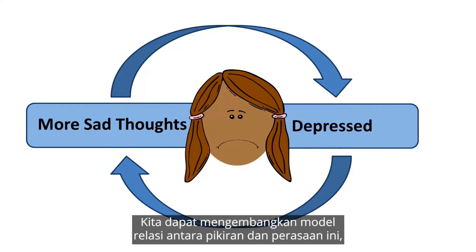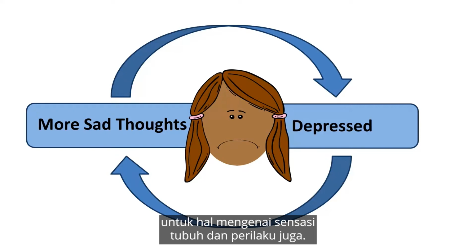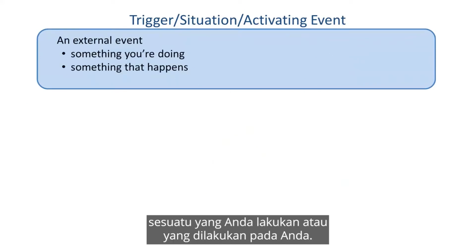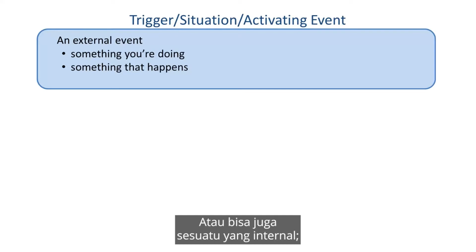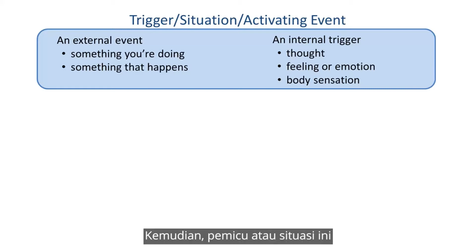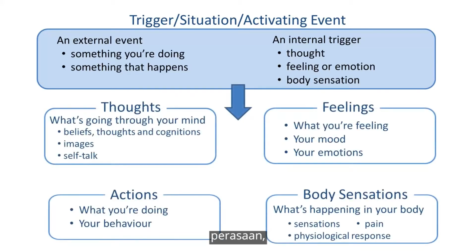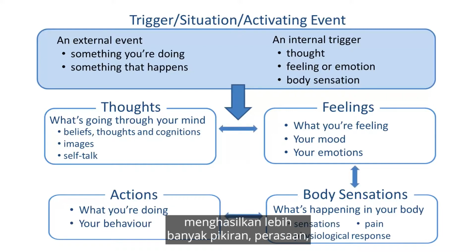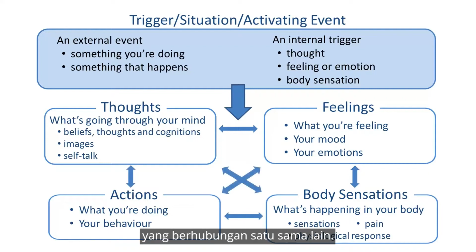And we can expand this model of the relationship between our thoughts and feelings to take in body sensations and behavior as well. We start with a trigger or situation, which can be either something external, something you're doing or something that's being done to you, or it can be something internal, a thought, feeling, or body sensation. And then this trigger or situation generates thoughts, feelings, body sensations, and actions in response. And then these thoughts, feelings, body sensations, and actions generate more thoughts, feelings, body sensations, and actions in relation to each other.